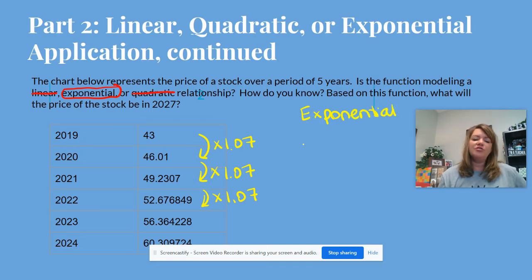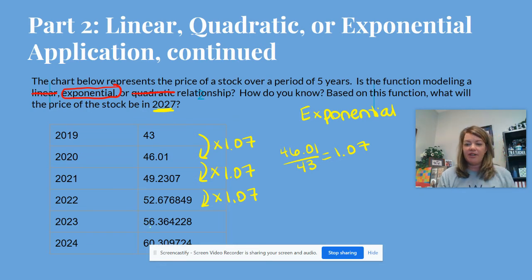Okay, and you might make yourself a note here that the way that I figured this 1.07 out was that I took 46.01 divided by 43, and that's how I got the 1.07, because you need to be able to figure out what this ratio is, okay? You can't finish the rest of this problem and figure out what it's going to be in 2027 unless you know what that ratio is to multiply by. So you've got to figure it out, okay? And then, you can check it again.